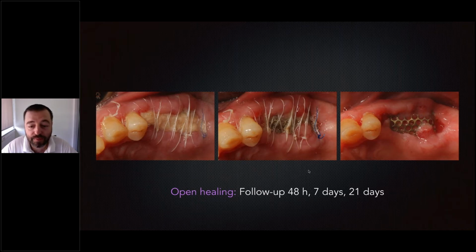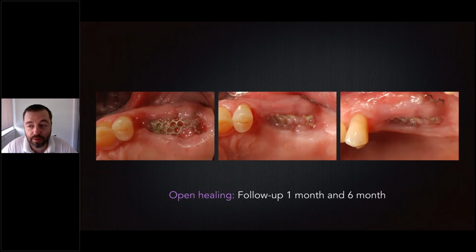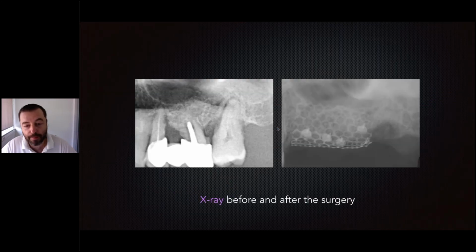And after 1 month, 6 months. Of course, we had this small problem here, but we just rounded the edges with a burr, so everything was stable. In such a case, if the membrane is becoming unstable, then it needs to be taken out, even if it's before 6 months, because it can compromise the entire surgery. So this is the X-ray before and after the surgery.